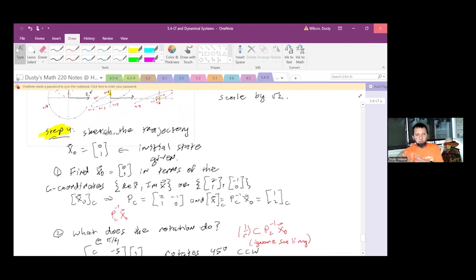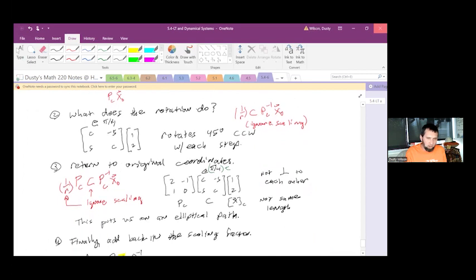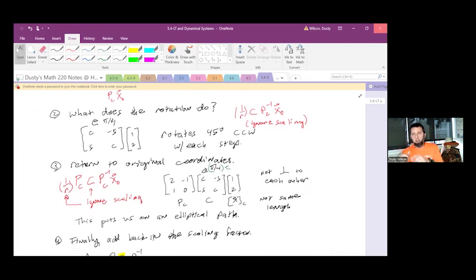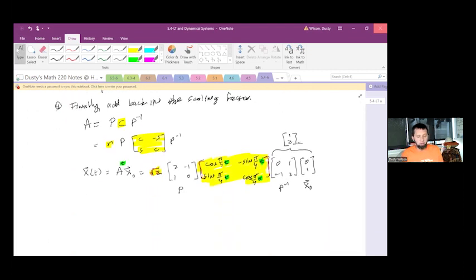This was a little bit complicated, but we built it up by starting with the initial state and writing it in terms of our C coordinates from the eigenvectors. And then we did our rotation. So we changed the coordinates, and then we turned it into a circle, figured out how far we're moving around the circle each time. And then we went back to the original coordinates, which put us on an ellipse. And finally, we dealt with our scaling factor, which let us expand, in this case, because our r was bigger than 1, expand infinitely far as t goes to infinity.